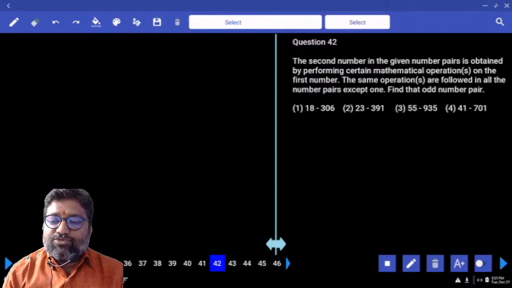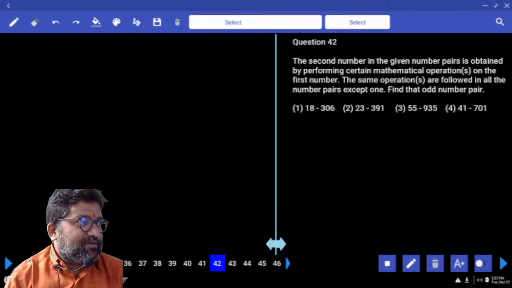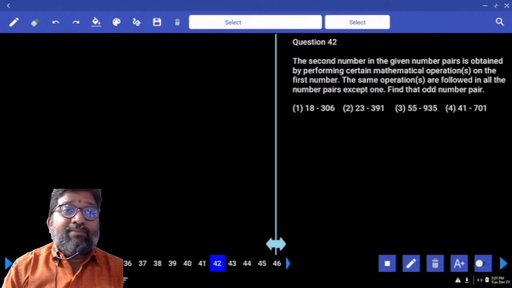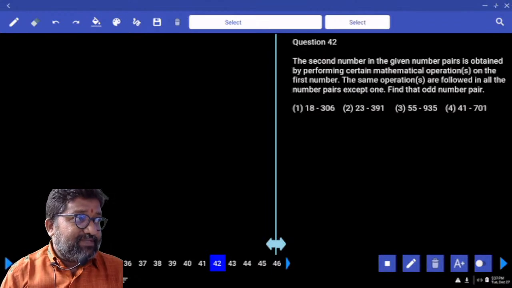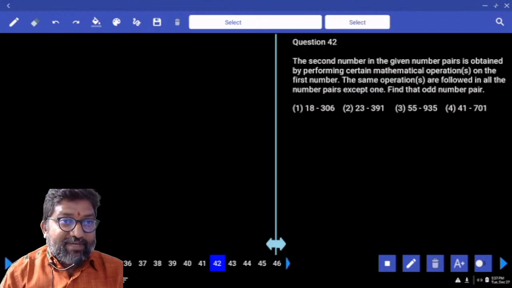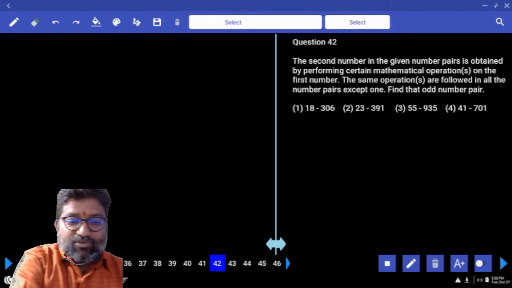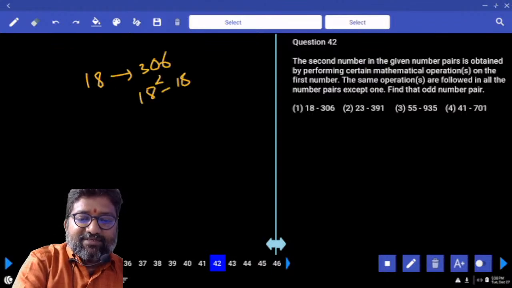306 is almost close to the square of 18. Isn't it? What is 18 square? 324. Minus 18 fits, right? Earlier we have seen one question which was n cube plus n square. So 18 has become how much? 306. I can say this is 18 square minus 18.